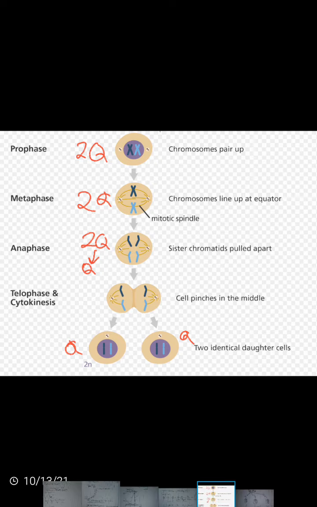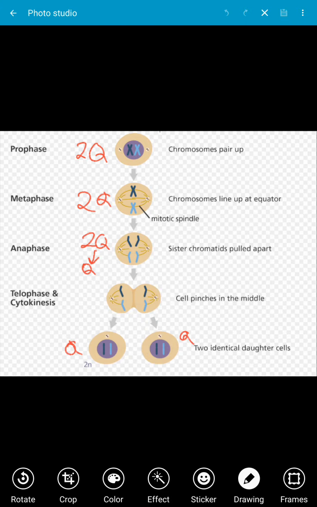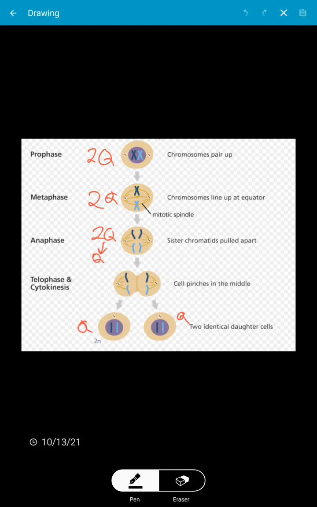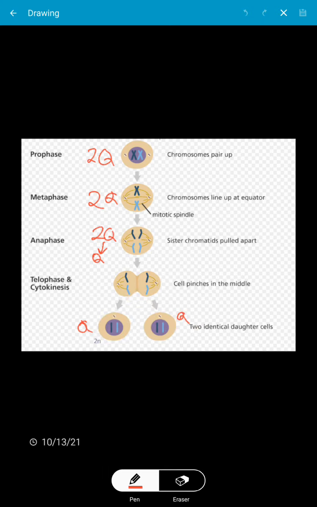In the metaphase, it is also 2Q because chromosomes are lining up along the equatorial plate. The quantity of DNA remains the same, okay? Now, during anaphase, as you know, what happens to the chromosomes? The chromatids of each chromosome are separated, as you can see here. Each chromatid moves to opposite side of the cell. So, I can say that the quantity of DNA is changing from 2Q to Q.